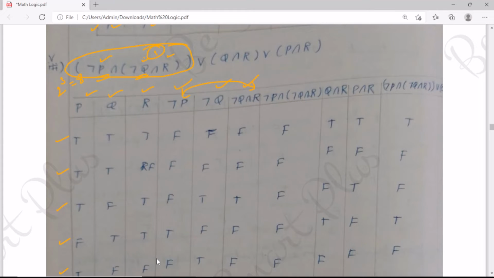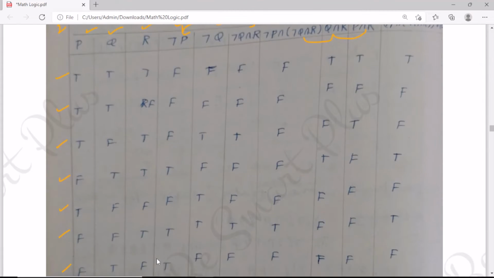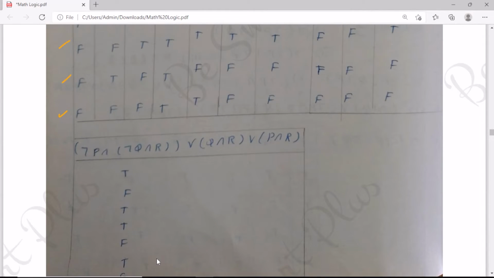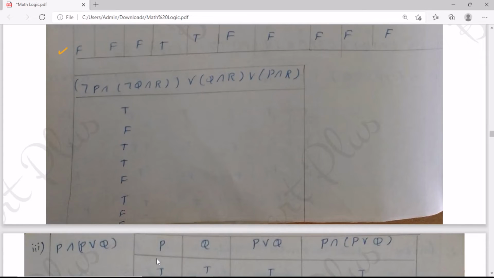Next Q and R, next P and R, these are simple. Next you have to combine these three and you have the truth table like this. The concept is simple, only the number of variables is 3, so you have 8 truth values for these 3 variables. That is the only difference. Here in the last column you get the values like this. Since I didn't have space, I have to write down the last column values. So this is your answer.